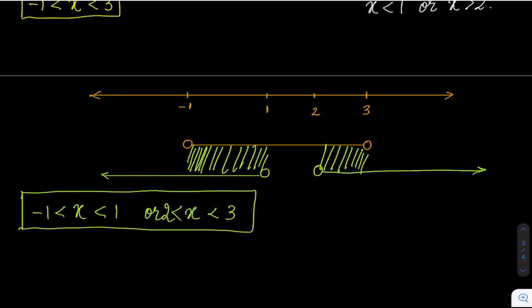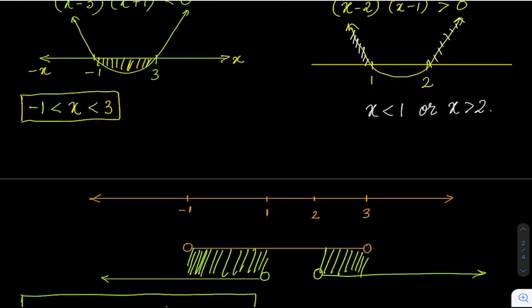If you want to write in set format, let's quickly write this. X belongs to minus 1 to 1 union 2 to 3. So this is my answer. This is how you can solve these inequality questions.